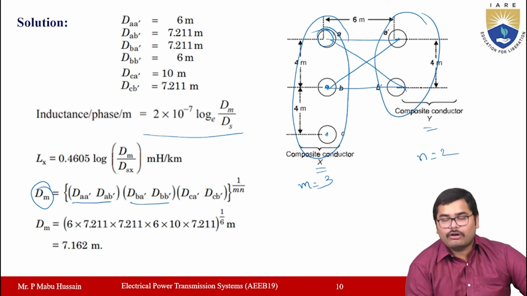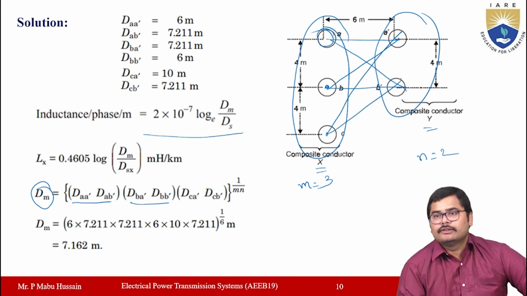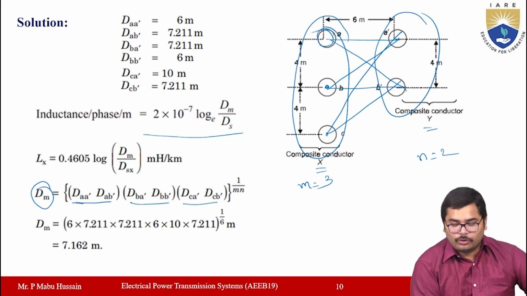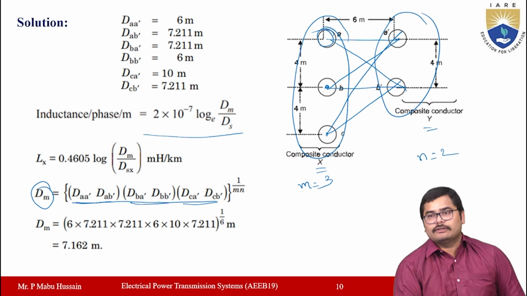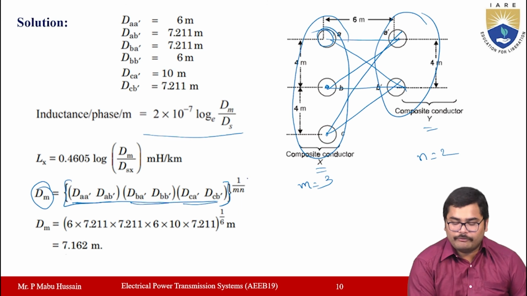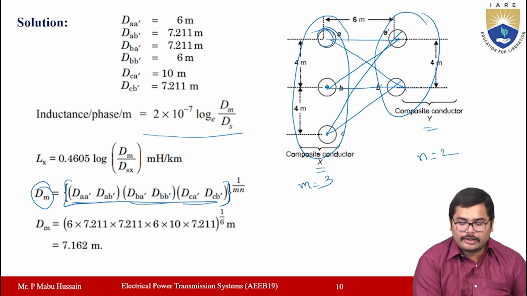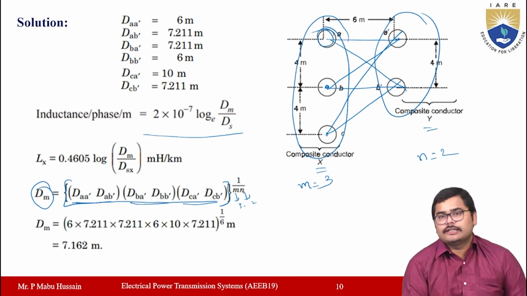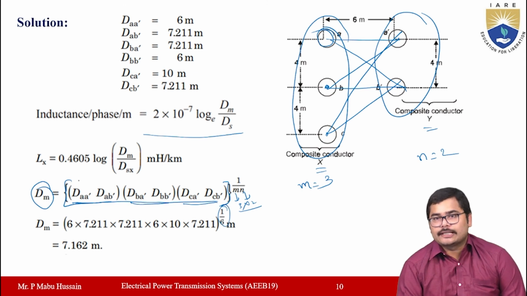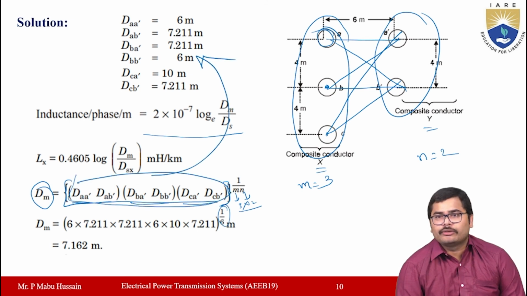Right? So the product of all the possible mutual distances from each conductor inside X to each conductor inside Y, you have to take whole to the power of 1 by mn. m here is the total number of conductors in phase X and n is the total number of conductors in phase Y. So m will be 3, n will be 2, so the total value is 6. Okay, 1 by 6 you will get. The distances you have already calculated here, so you substitute all the distances, and the value of dm you get is 7.162 meters.